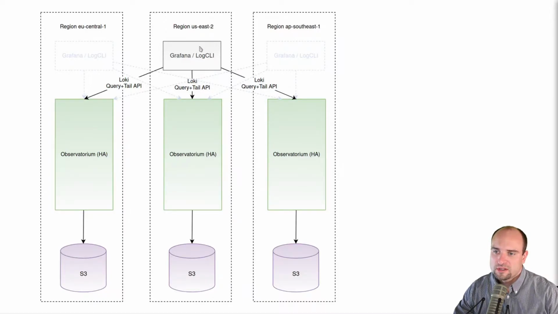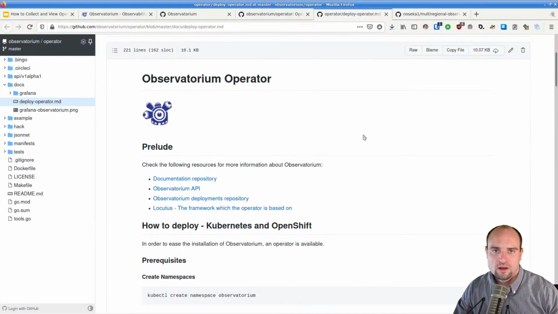Also, you can use LogCLI and point it to any of your Observatorium endpoints, and you can review the logs from any of your regions using the LogCLI. Finally, in this part of the video, we are going to deploy Observatorium.